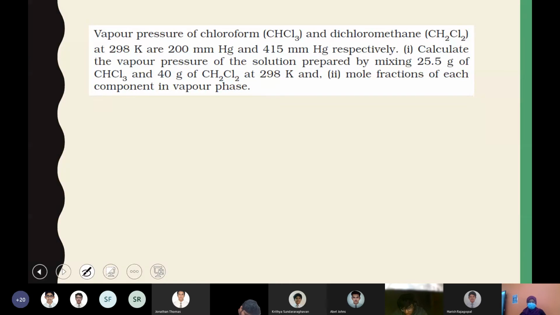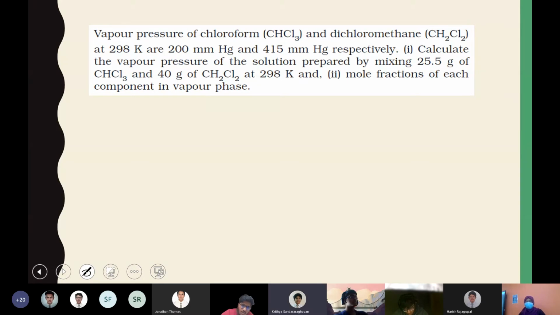So rather than structure or bonding, it is based on the intermolecular force of attraction between the molecules, how they are connected. If there is a weak connection between the molecules, they have a tendency to undergo vaporization more easily. That means it depends on its volatility.